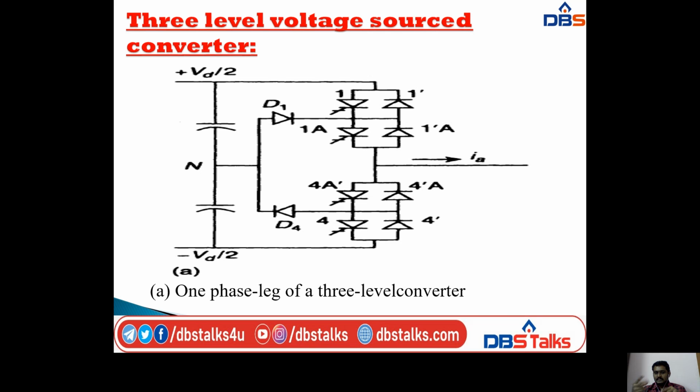We are taking a capacitor in each of the two halves. Two capacitors we are choosing, and these two are connected to the neutral connection of the diagram. Here we have the positive voltage plus Vd by 2 and the negative voltage minus Vd by 2 on the DC side. Coming to the AC side, the converters are connected to the AC side, that is IA. This is for one phase leg.